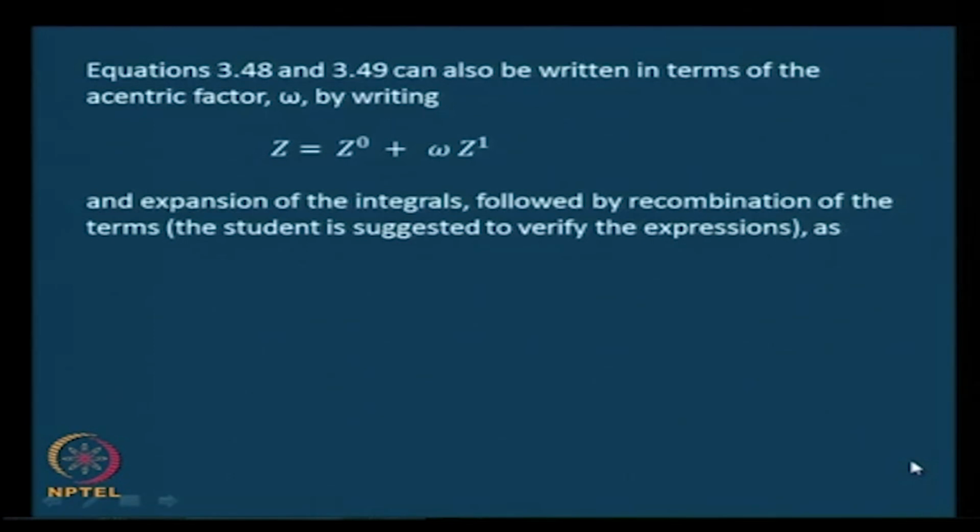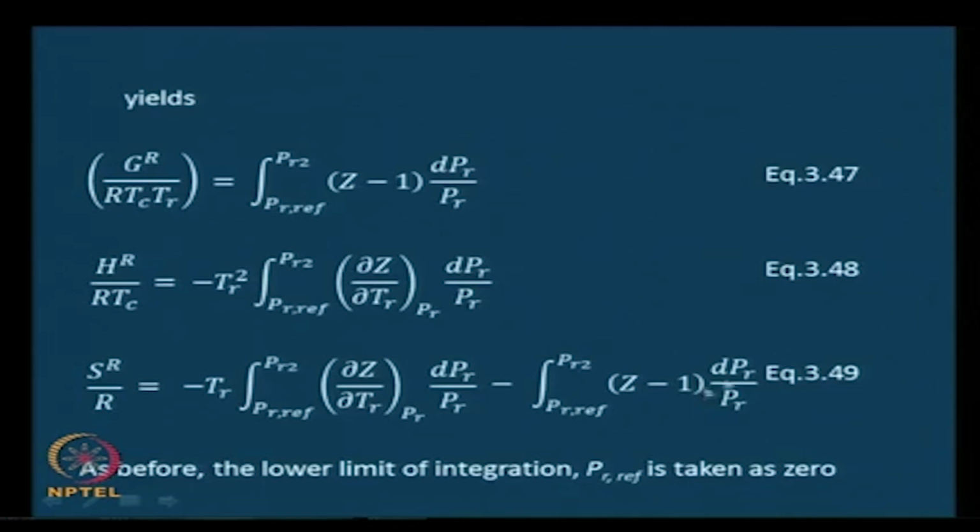Now these equations 348 and 349, which are here: Hr by R Tc equals minus Tr squared integral of dou Z by dou Tr at constant Pr, dPr by Pr, and Sr by R equals minus Tr integral from Pr reference to Pr2 of dou Z by dou Tr at constant Pr, dPr by Pr, minus integral from Pr reference to Pr2 of Z minus 1 dPr by Pr. These are expressions for Hr by R Tc and Sr by R. Let us concentrate on these two.